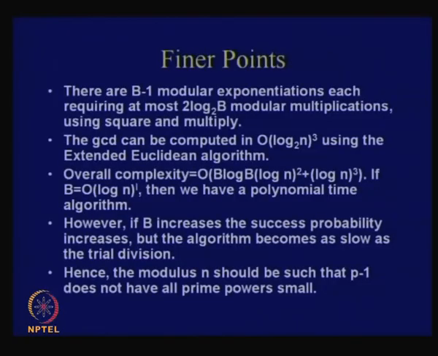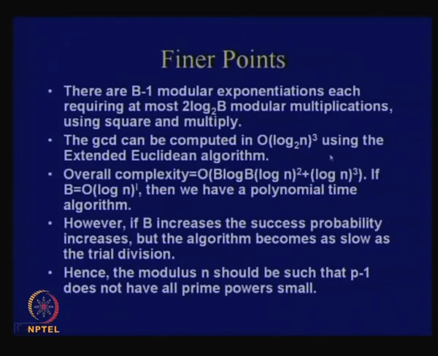So, which means that you see that there are some finite points here, that there are b minus 1 modular exponentiations. So, you see that what we have done is that in that for loop we have computed all these modular exponentiations, and you remember from the square and multiply algorithm which we engaged to compute the exponentiation, there are actually around 2 log b modular multiplications. So, I have taken into account the multiplication as well as the squaring operation.